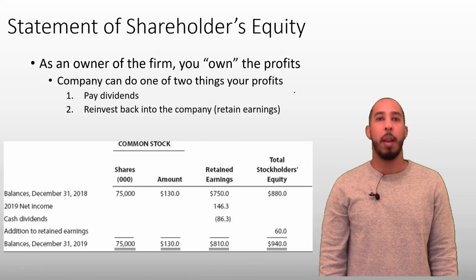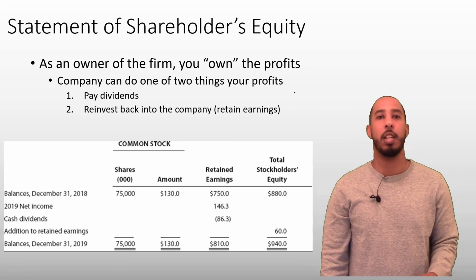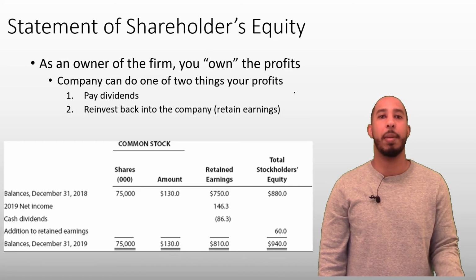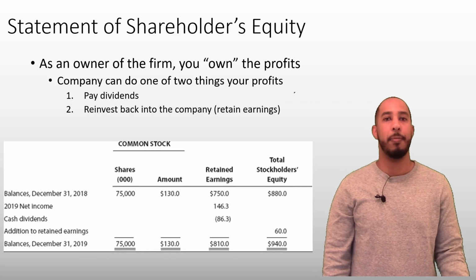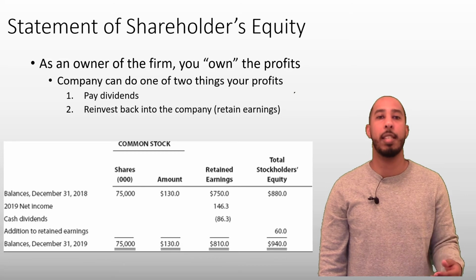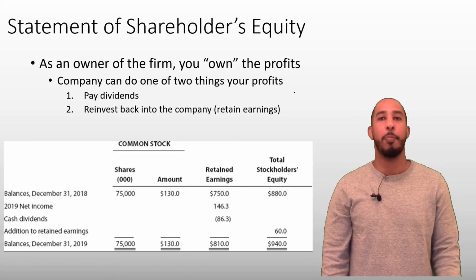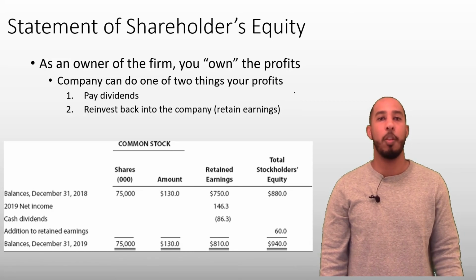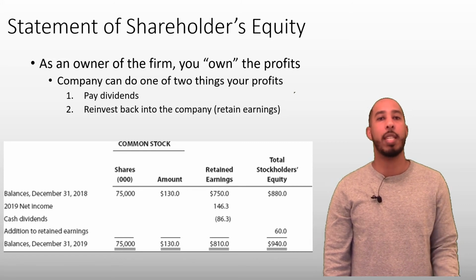The final statement I want to mention is a statement of shareholders' equity. This statement details the position of the owners of the company. How much have they put into the business overall, and how much is the business paying them in dividends this current period? Let's break down this sample statement. On the top line, we can see how much stockholders have put into the business as of December 2018. As of December 2018, they've purchased 75 million shares of stock in the company, and as a result, contributed $130 million to the company. In addition, we have the retained earnings.